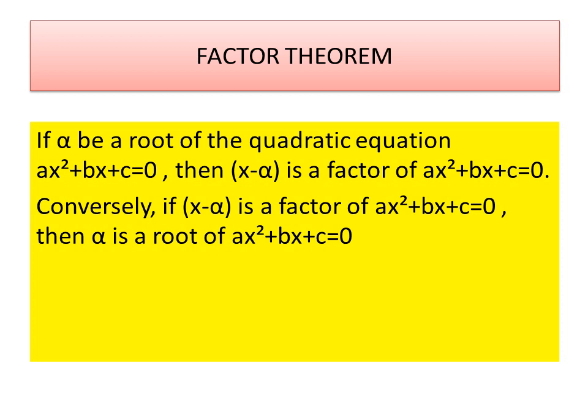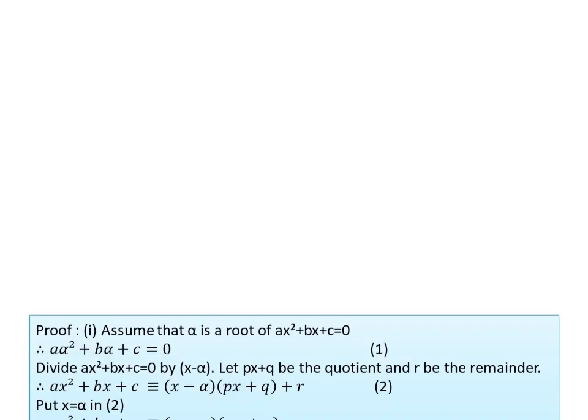This goes side by side. When we are talking about alpha as a root, then x minus alpha is a factor. Conversely, if x minus alpha is a factor of the quadratic equation, then alpha is the root of ax square plus bx plus c is equal to 0. That means for the quadratic equation, either alpha is a root or x minus alpha is a factor. We will prove this now.